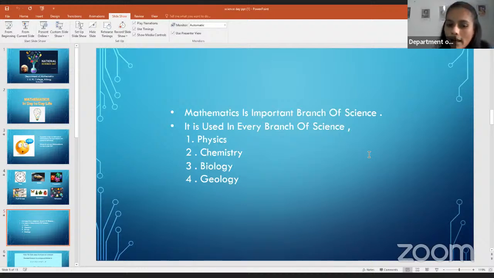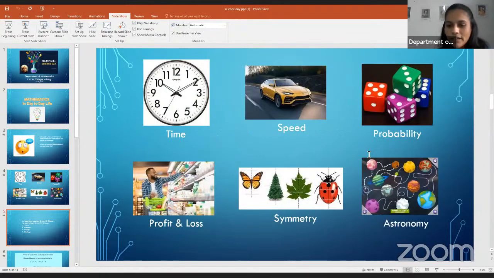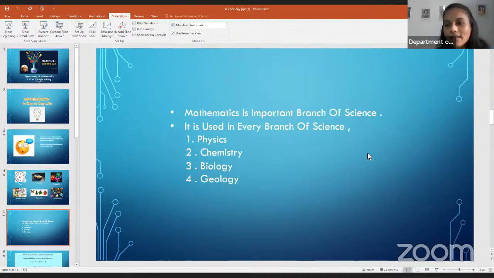If we talk about biology, as I have shown in the previous slide, like symmetry of the figures, in that last slide there were butterflies, then there is one tree, one leaf, and one bee. In the calculation of symmetry of the figures, a lot of concepts are involved, like symmetric groups and all. So in that case also we use mathematics.